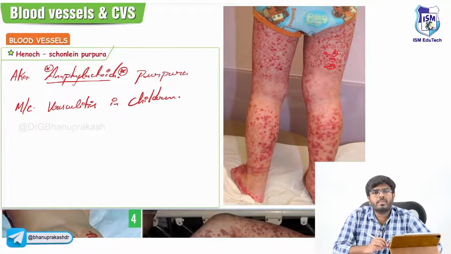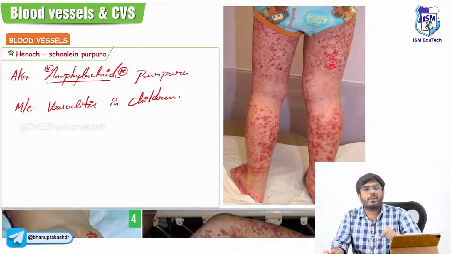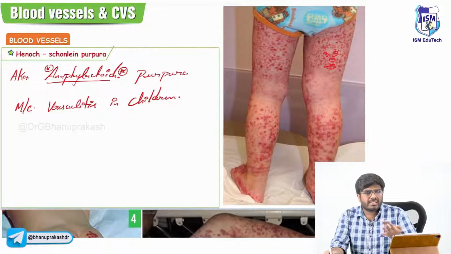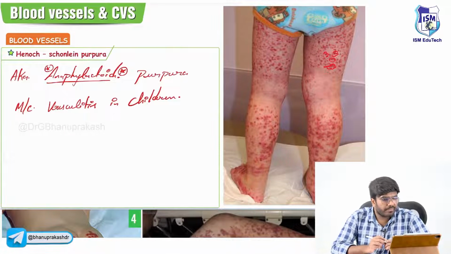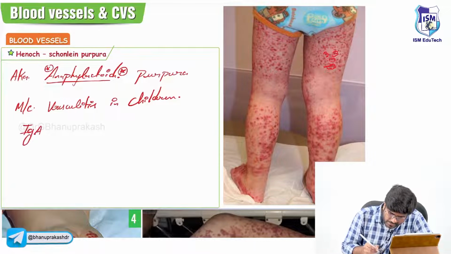So now you know two types of vasculitis that can come in children. The most common vasculitis in children is Henoch-Schönlein purpura, sir. And we have also discussed Kawasaki disease, which occurs in a child less than 4 years of age, with coronary artery involvement. So the most common vasculitis in children is Henoch-Schönlein purpura. What happens here, sir, is that IgA antibodies are going to deposit in vessels.